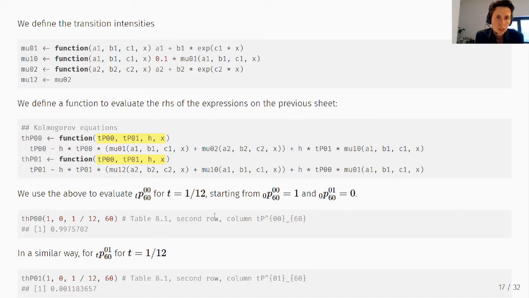So I can start easily. I can say let's use these functions to evaluate the TP00 for t equal to 1/12, and assuming that I start from the following boundary conditions. And these boundary conditions make sense, of course, if you are 60 years old and we consider the sojourn probability. Sorry, that was wrong. So if you are 60 years old and you start in the healthy state, then what is the probability that in 0 years from now you will be in the healthy state? That probability is 1, because you were in the healthy state, right?